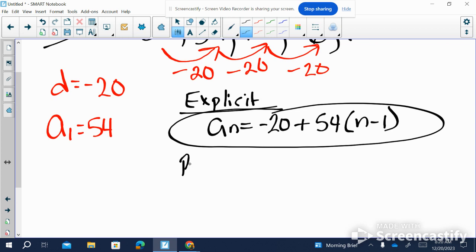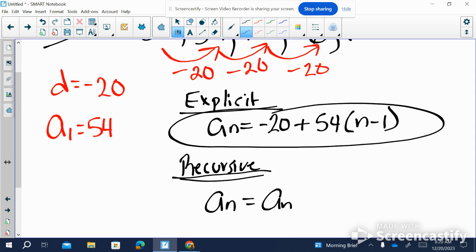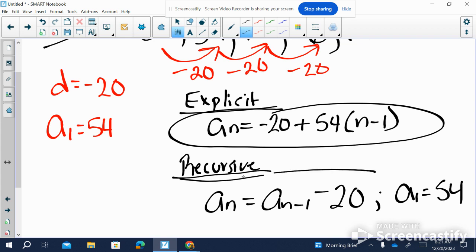If I want the recursive formula, a sub n equals the previous term, which is a sub n minus 1, plus the common difference, which is negative 20. So instead of plussing negative 20, I'm just going to subtract 20. Okay, and then I also have to list what my first term was, which is 54.